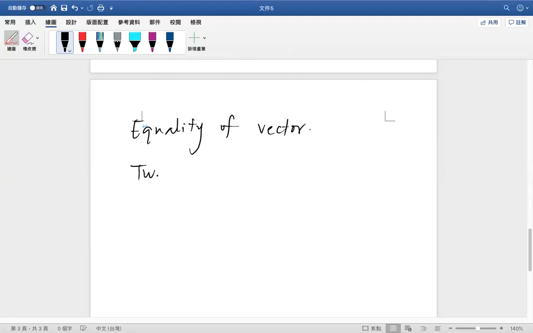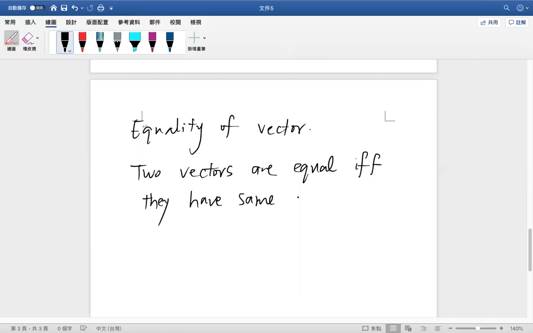So we will say two vectors are equal if and only if they have the same magnitude and the same direction. So that's very reasonable, right? Because as I mentioned, a vector is described by its direction and magnitude. So once they have the same direction and same magnitude, they should be the same vector.